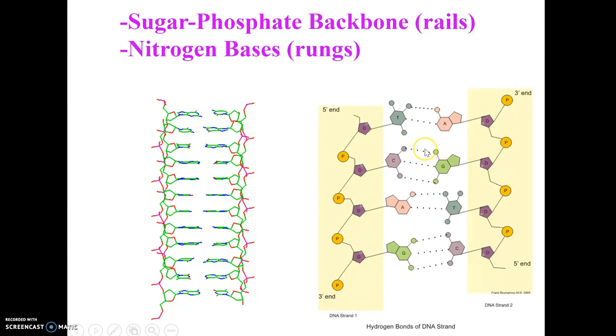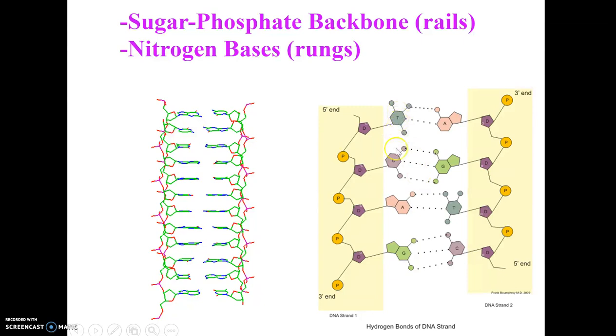This picture over here gives us some names and a little bit more detail to it. It shows the hydrogen bonds in the middle. Some of these parts, these rungs, these nitrogen bases that make up the steps, some of them will form 2 hydrogen bonds, some of them form 3.